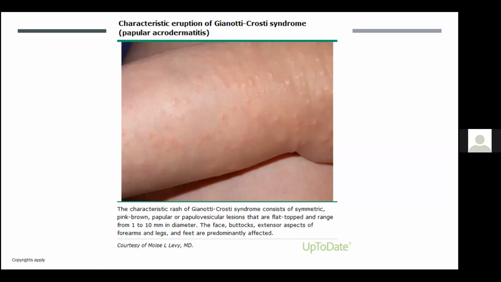In South Africa, where all children are immunized against hepatitis B, we don't see it as commonly, and now EBV, or Epstein-Barr virus, is the commonest cause of this. It can also occur with Coxsackie viral infections.